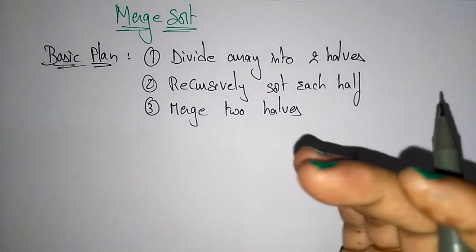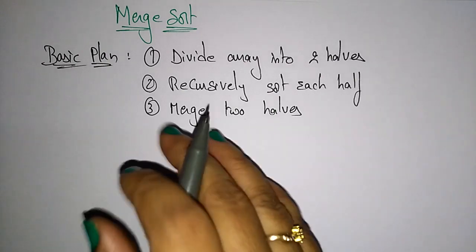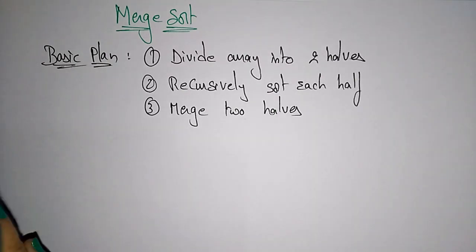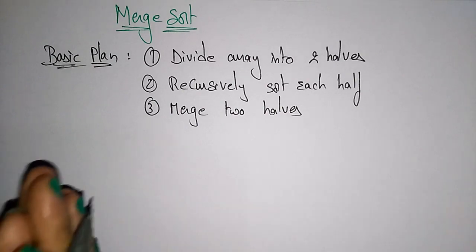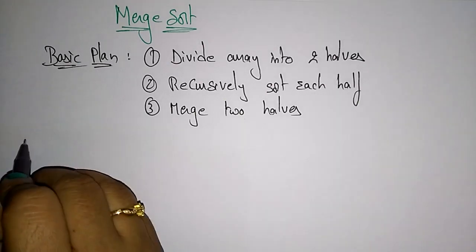Actually in binary search, the array you are taking is already a sorted array, and you are searching for the element using the divide and conquer method. Whereas in merge sort, you are taking an unsorted array, and in that unsorted array, you are going to make it a sorted array. Now let us see the pseudocode for merge sort. Let me write the pseudocode first.